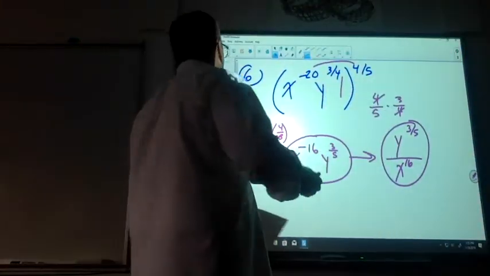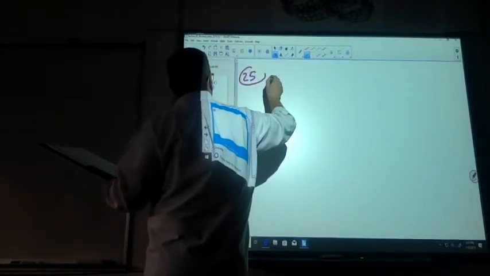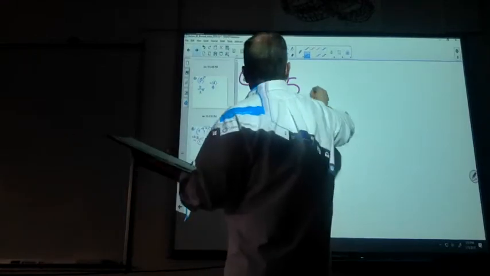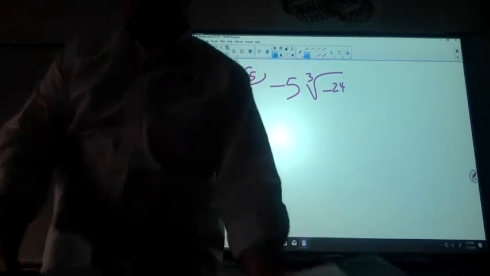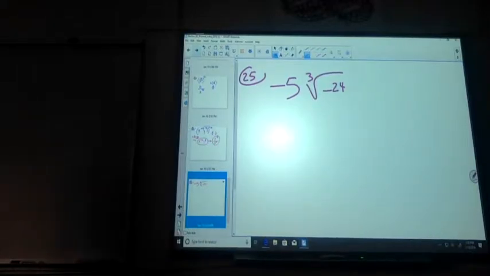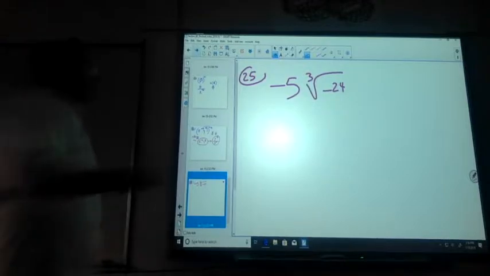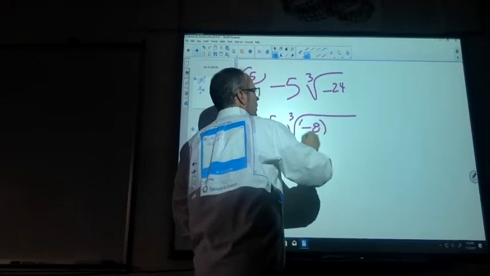Number 25. We got negative 5, and then I have the third root of negative 24. Is that the one? Cool. Okay. So I have to look at this and start realizing, one, I can have a third root of a negative number because it will exist. And then 24 is not a perfect cube, but 8 is. And 8 times what gives me 24? 3. So I'm going to change this to negative 5, third root of negative 8 times 3.